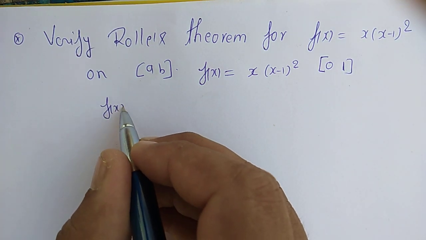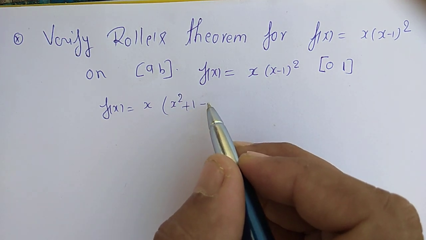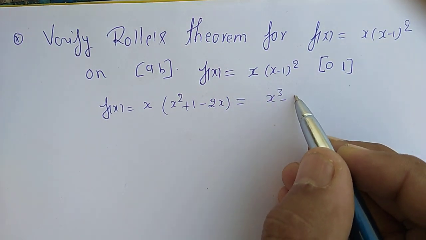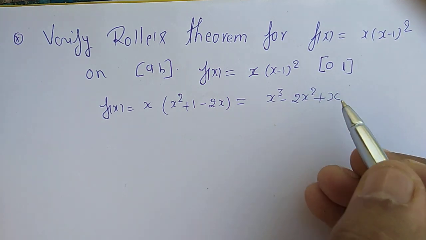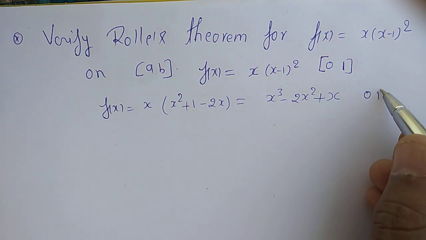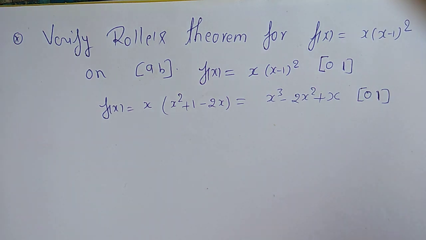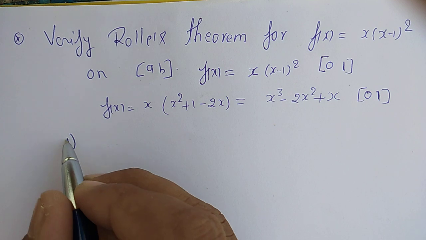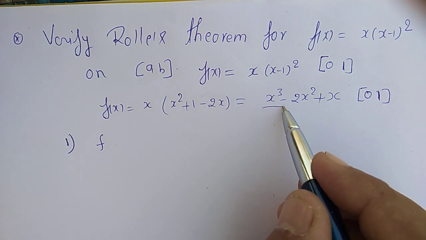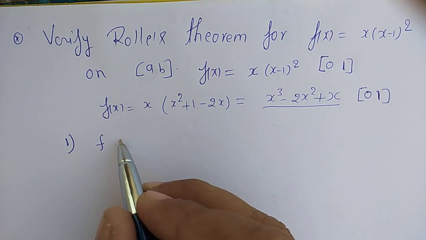So your f of x equal to x into x square plus 1 minus 2x. If you open, we get x cube minus 2x square plus x, and this is defined on 0 comma 1. So let us check that. First we check that f is continuous. So f is continuous because this is a polynomial and this function is well defined on this interval and it is continuous.